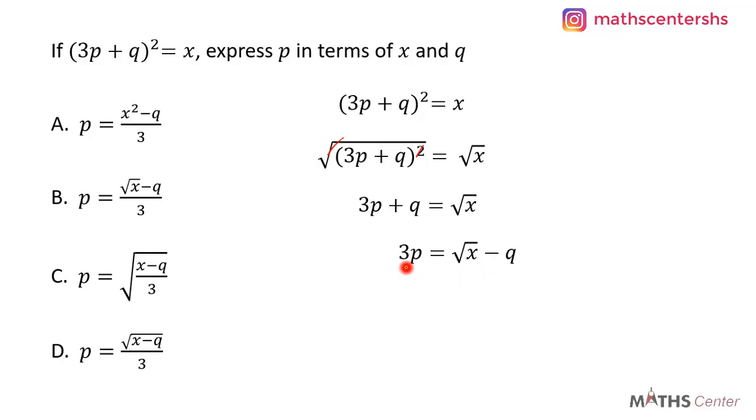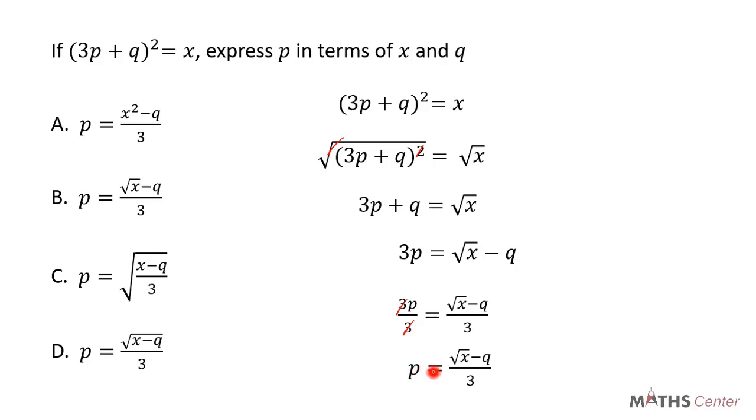To make p the subject, I'll divide both sides by 3. So I'll divide the left hand side by 3, and I'll divide the right hand side also by 3. When I do that, you can see that 3 and 3 will cancel. So I'll have p is equal to square root of x minus q divided by 3.